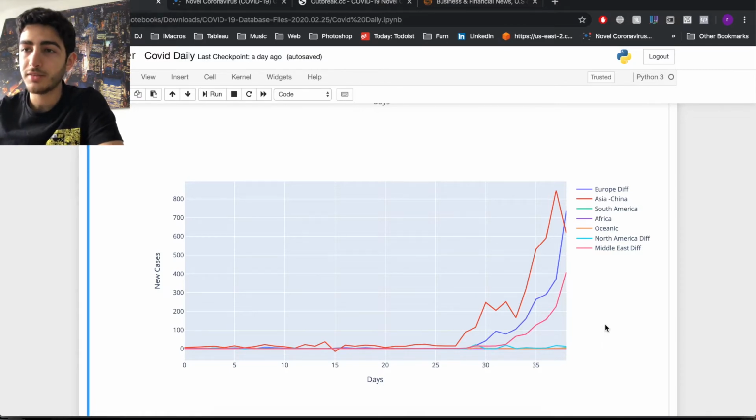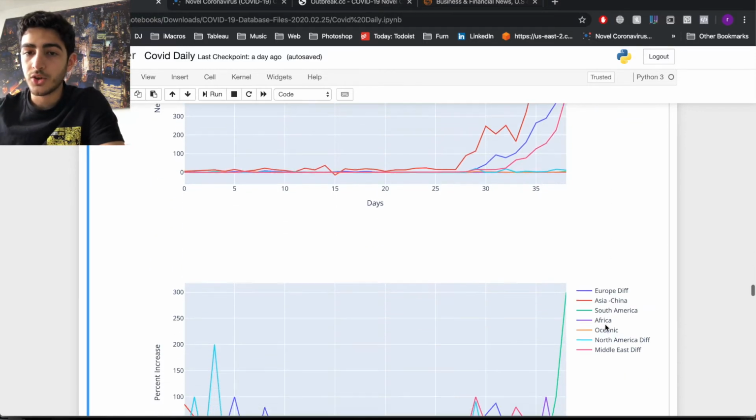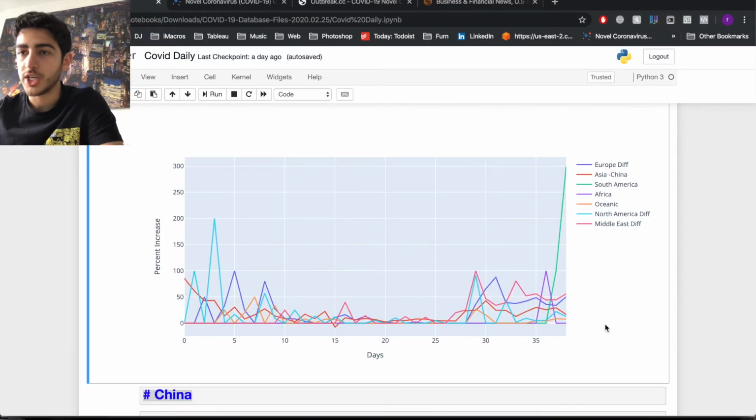I live in Europe, I live in Madrid. The situation is pretty relaxed. People don't seem to be taking this seriously, and because of that, it's just going to keep increasing, and people are going to get the virus. So let's take a look at the percentage change before we look at individual countries.